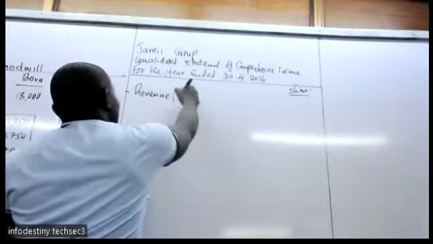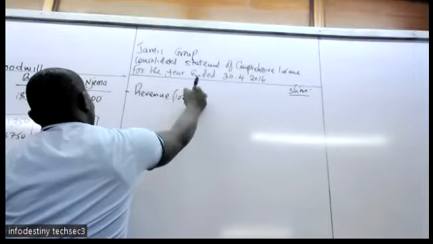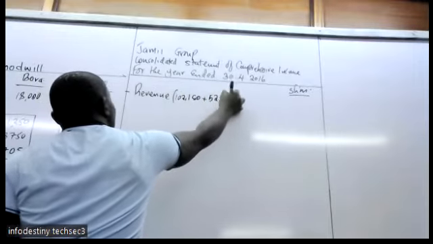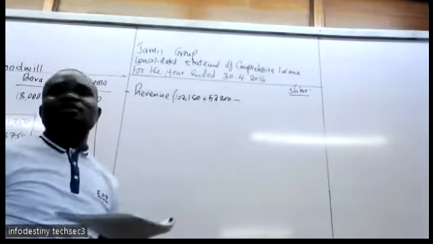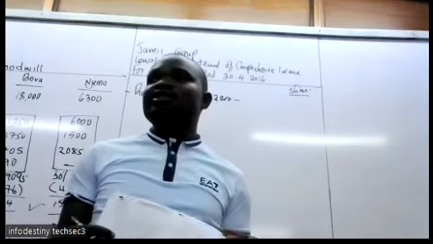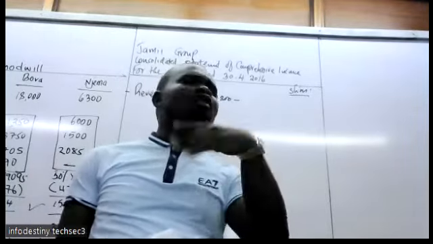Give your answers. So 102,180 plus what? 52,800 minus. Someone tell me what we subtract. Intergroup sales.